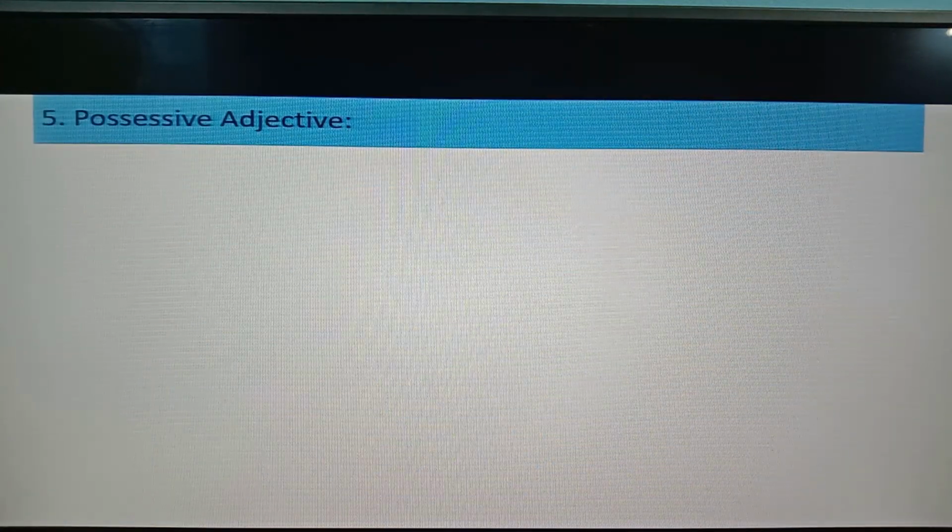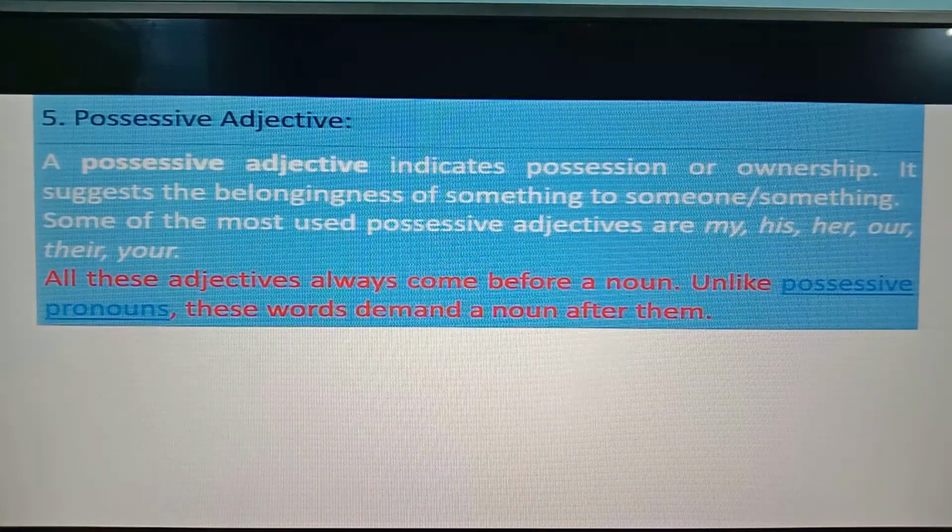Number 5. Possessive adjective. A possessive adjective indicates possession or ownership. It suggests the belongingness of something to someone or something. Some of the most used possessive adjectives are my, his, her, our, their, your. All these adjectives always come before a noun. Unlike possessive pronouns, these words demand a noun after them.